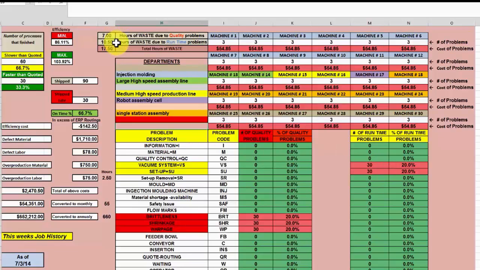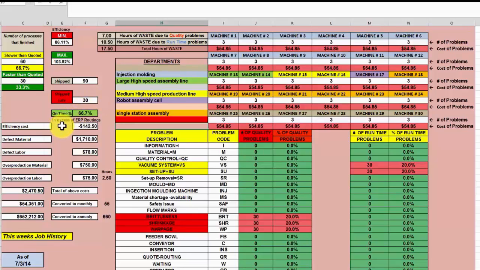Our hours of waste have gone up. Our hours of runtime problems have gone up. Our efficiencies remained the same because we ran the same jobs through all 30 machines in this example. We had 60 jobs that ran slower than quoted or routed now and 30 that ran faster. The percentages remained the same. Shipping remained the same. Even though we shipped 90 and 30 shipped late, the percentage remained the same.